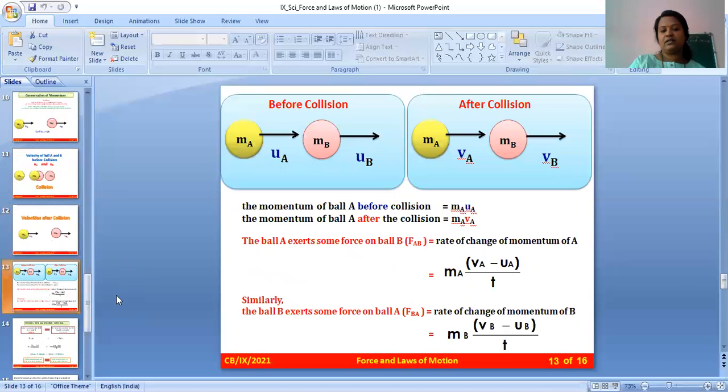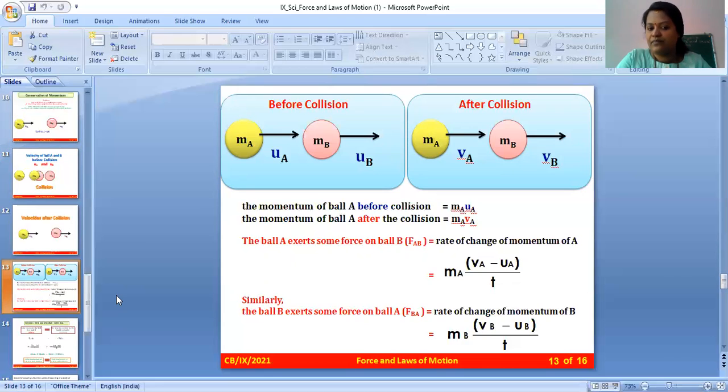Here you shall notice the change before and after collision. The momentum of ball A before collision is mAuA. Momentum of ball A after collision is mAvA. Ball A exerts some force on ball B, so we say FAB. The rate of change of momentum at this point is mA(vA minus uA) upon t, that is, mass of object A times final velocity of object A minus initial velocity of object A, upon the time taken.